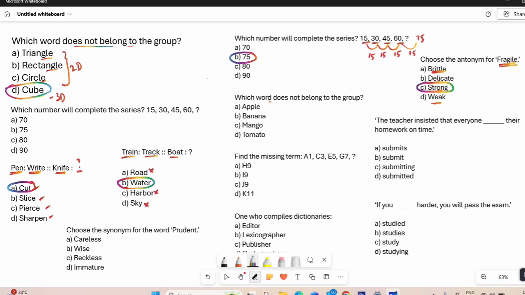Next thing is which word does not belong to the group? Apple, banana, mango, tomato. So these are all sweet fruits. This is a vegetable. So tomato is the correct answer.